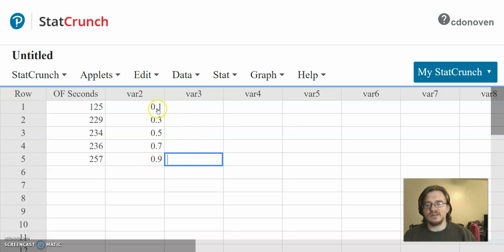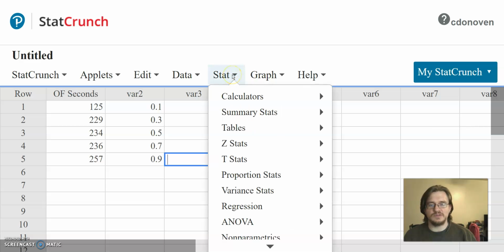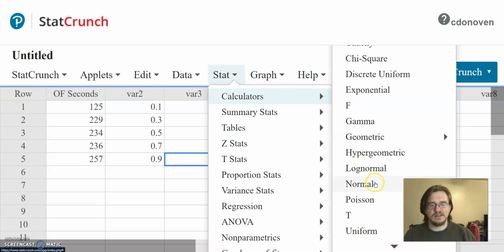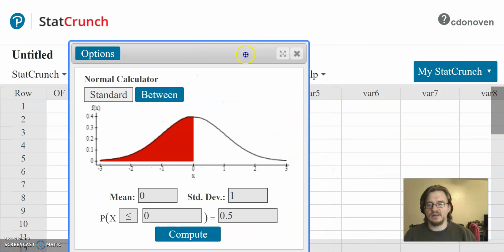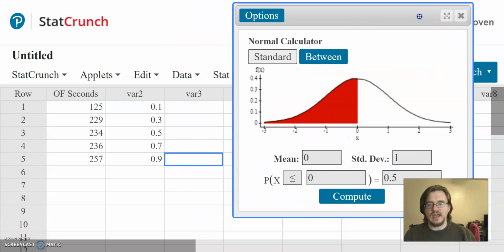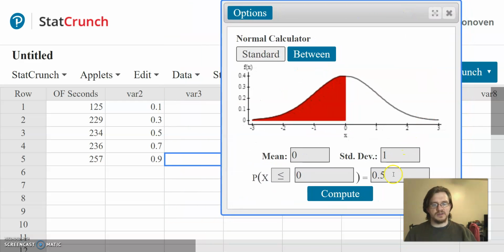And now I want to know the area that each of these numbers corresponds to in the normal distribution. So if I come to stat calculators and come down to the normal distribution, we have our normal graph again. And let's see here, I just put this place so we can see it. So we're looking at the area to the left, and for our first value, which is going to be 0.1, this corresponds to a z-score of negative 1.28, essentially.